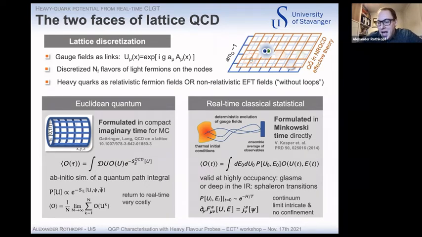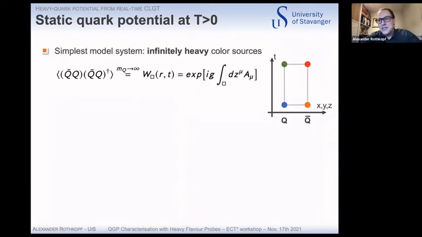So now I would like to start with the simplest possible system. This is not yet quarkonium. We are really talking about static heavy color sources, and that's the simplest system that we can think of. If we want to describe these heavy color sources evolving in time, we can look at the Wilson loop, which is a gluonic quantity that lives along the rectangular path that your quark, this infinitely heavy color source, traces out as it evolves in real time.